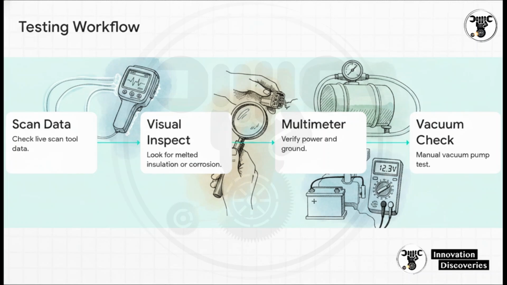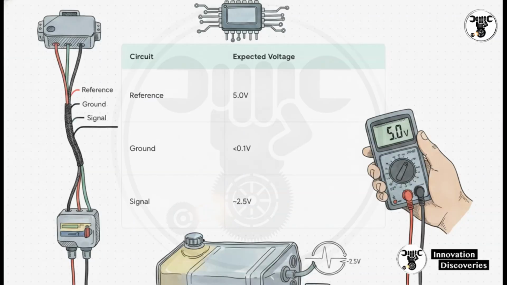Second, we get eyes on the sensor for a visual connector inspection to look for melted insulation or corrosion. Third, we pull out the digital multimeter to verify our power and ground. And fourth, we do a manual vacuum pump check. Here's your mental cheat sheet for step 3, the multimeter test. Before you condemn the sensor, you absolutely must verify the harness is delivering power.